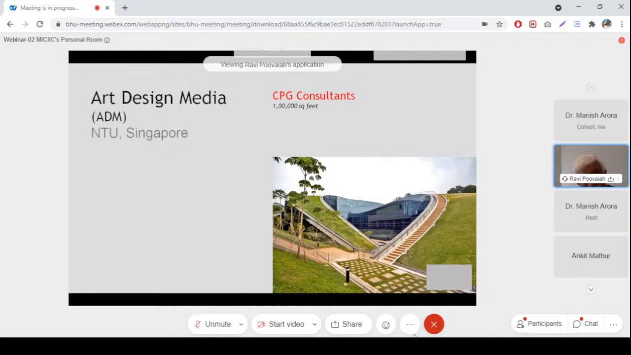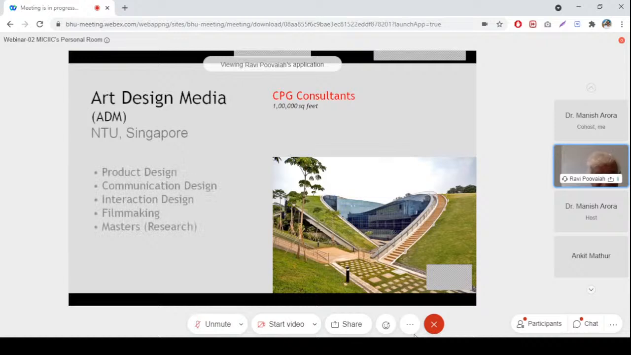Yeah, so this kind of spread around to the Asian countries, if you look at it. Okay, so this is the design school at NTU in Singapore. It's probably the most iconic building in the whole campus. In fact, the green lawns go up the school. It's enveloped by these green lawns.